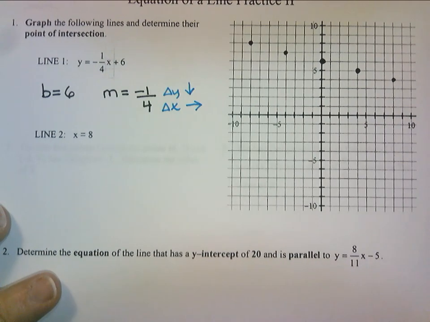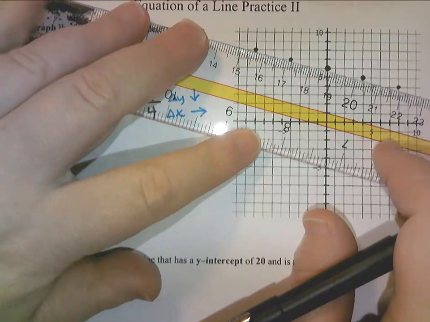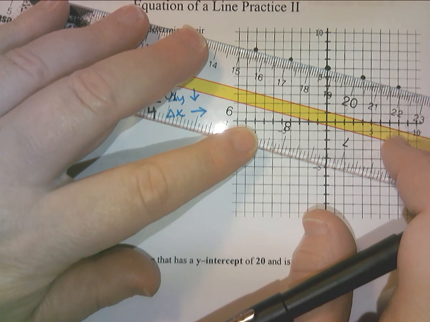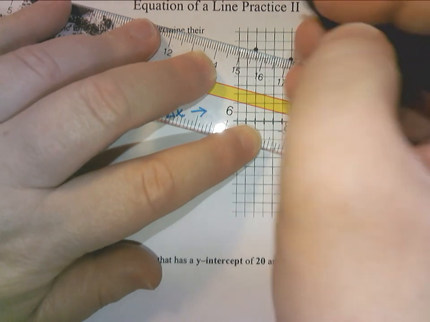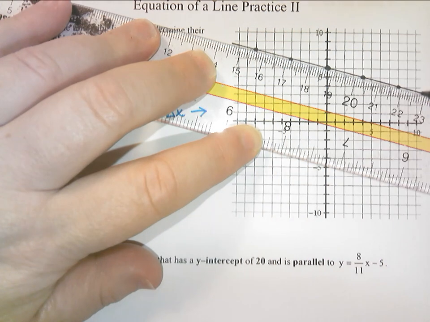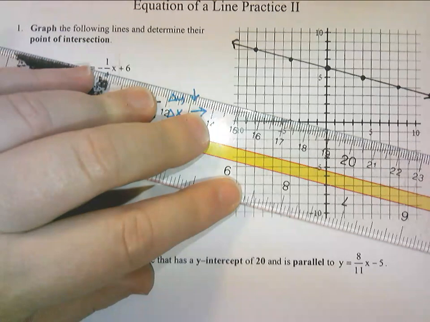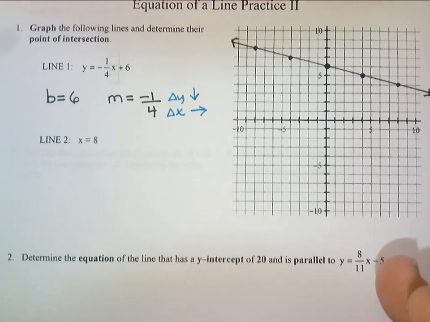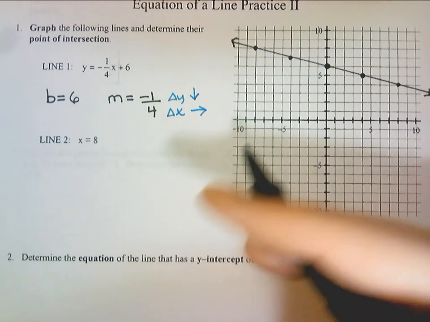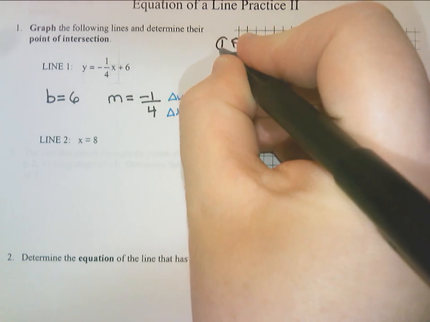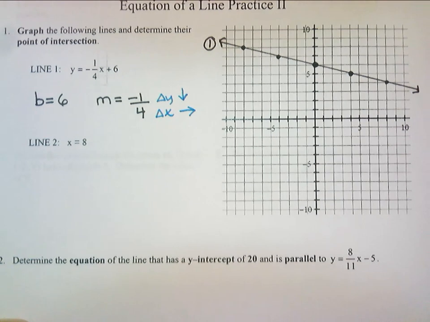Once we have all of our points, I'm going to take my ruler. We're going to draw a line to connect them all. I want to make sure it goes from one side of the grid to the other, and it has arrows on the ends. Because there are 2 lines, I'm going to mark that this is line 1 by putting a 1 next to the line so that I can tell which one is which.